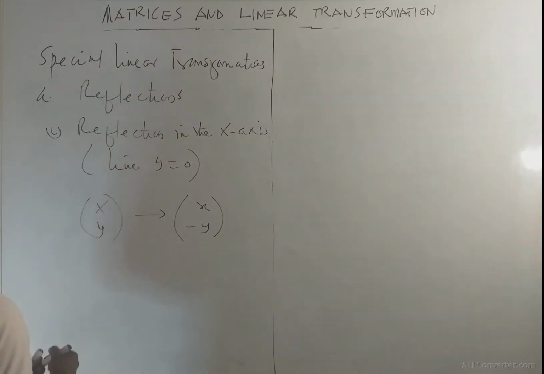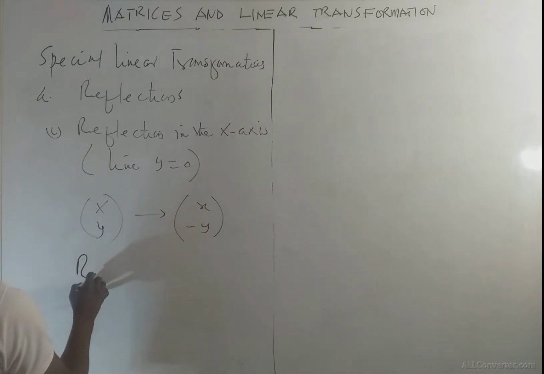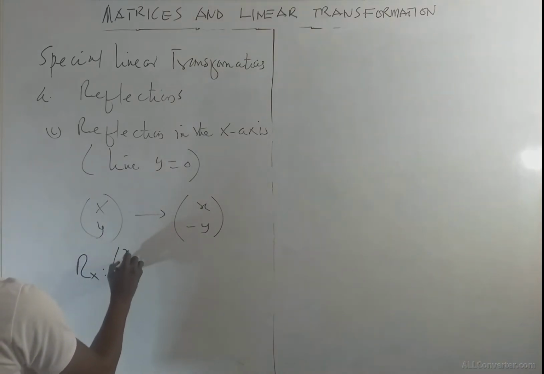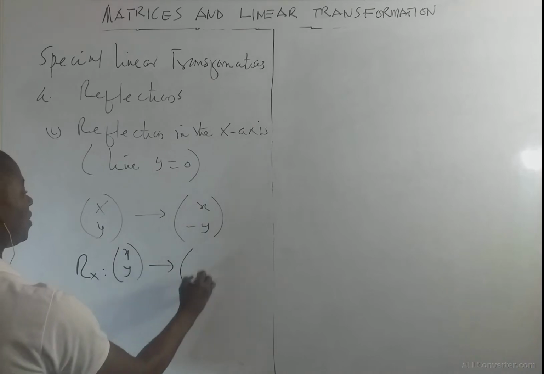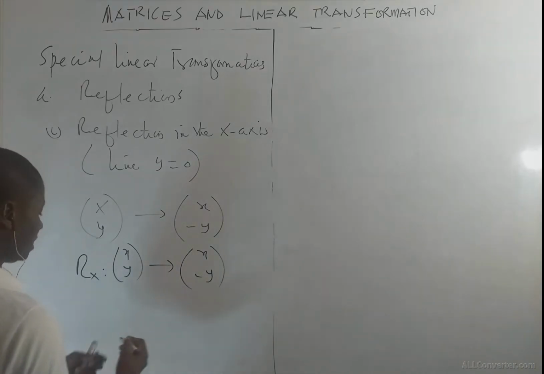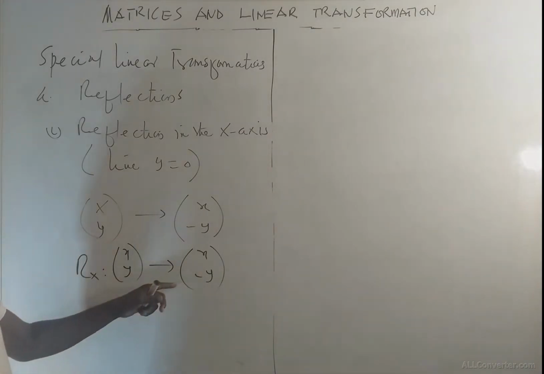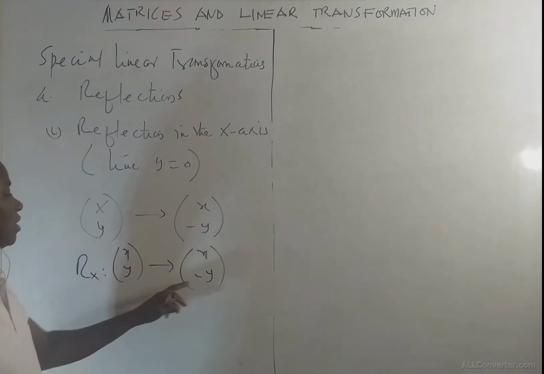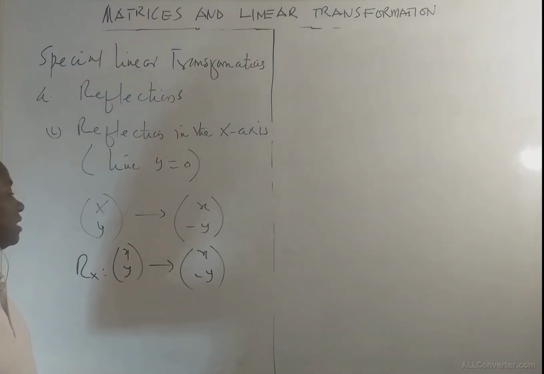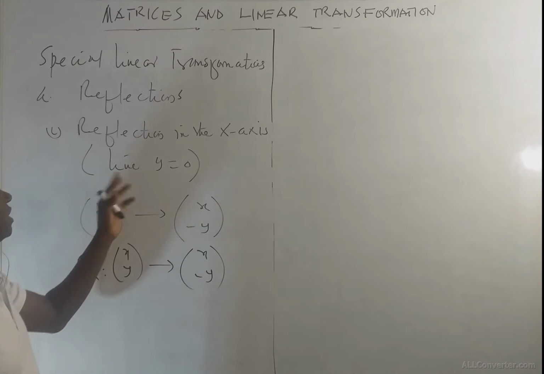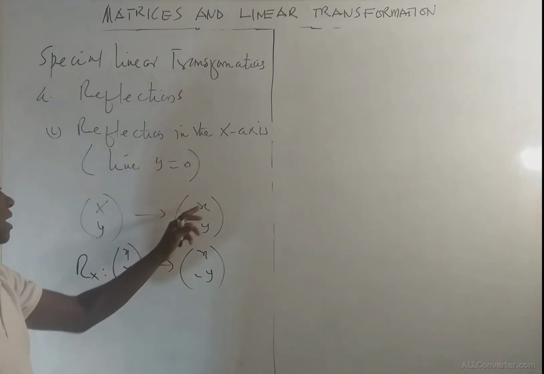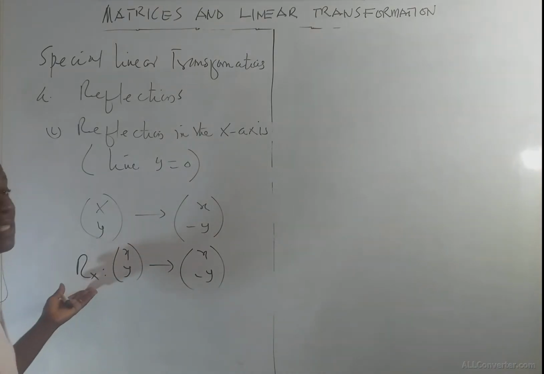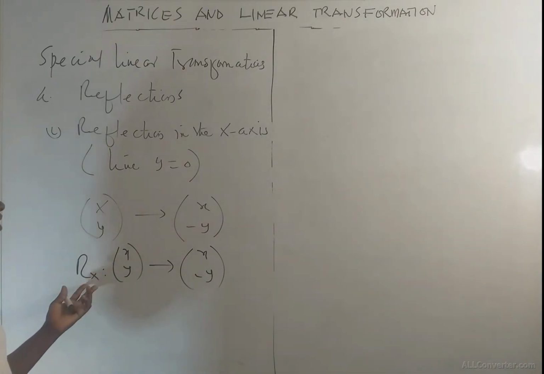So if you want to write the matrix out of it, take note, you have reflection in the x-axis. This is xy maps to x, minus y. That means that the x coordinate is kept the same, but the y coordinate is negated. I'll show you why we are getting this mapping. So for reflection in the x-axis or in the line y equals 0, xy maps to x, minus y, we are looking at how best you can write the matrix for reflection in the x-axis.